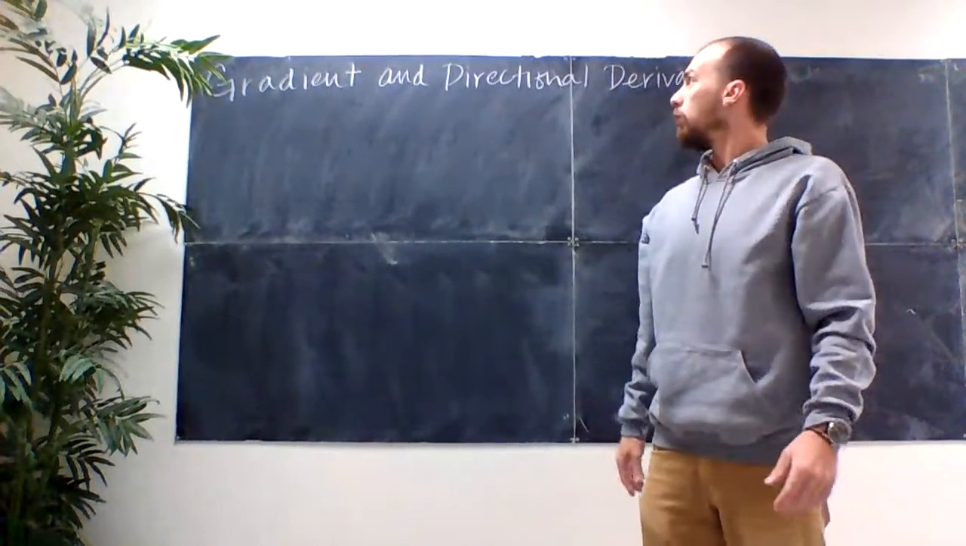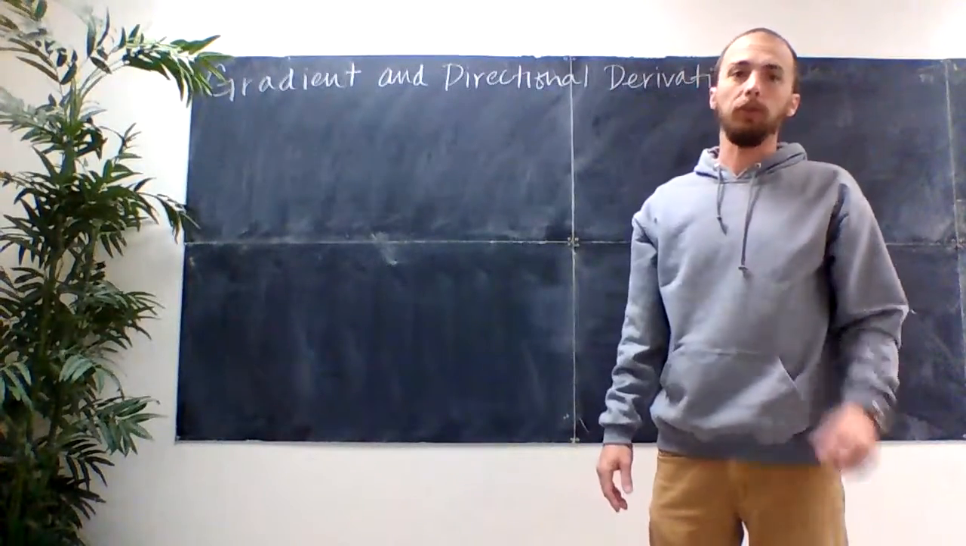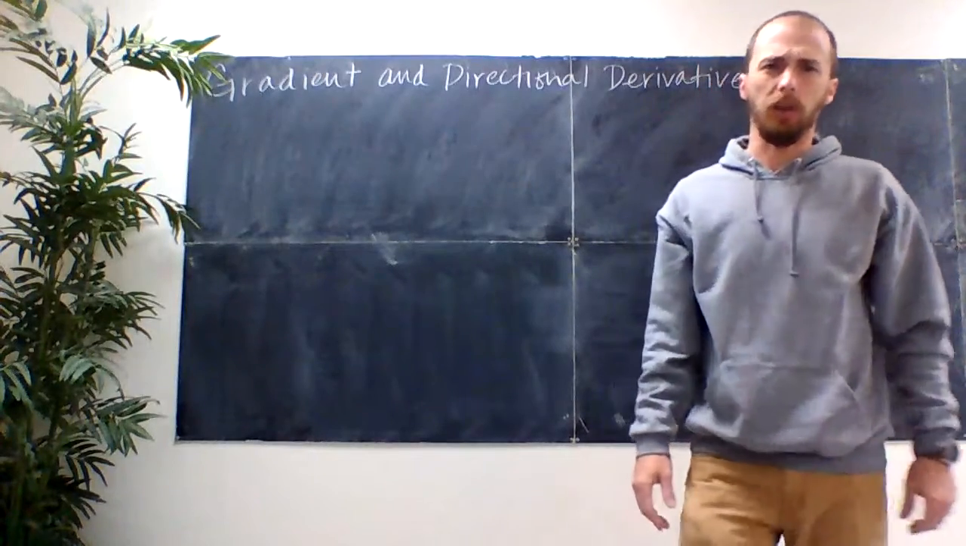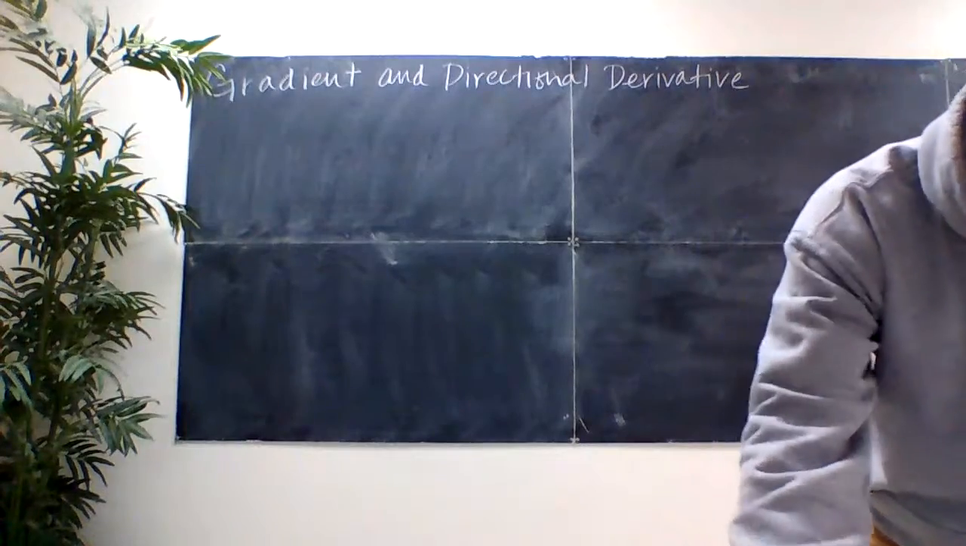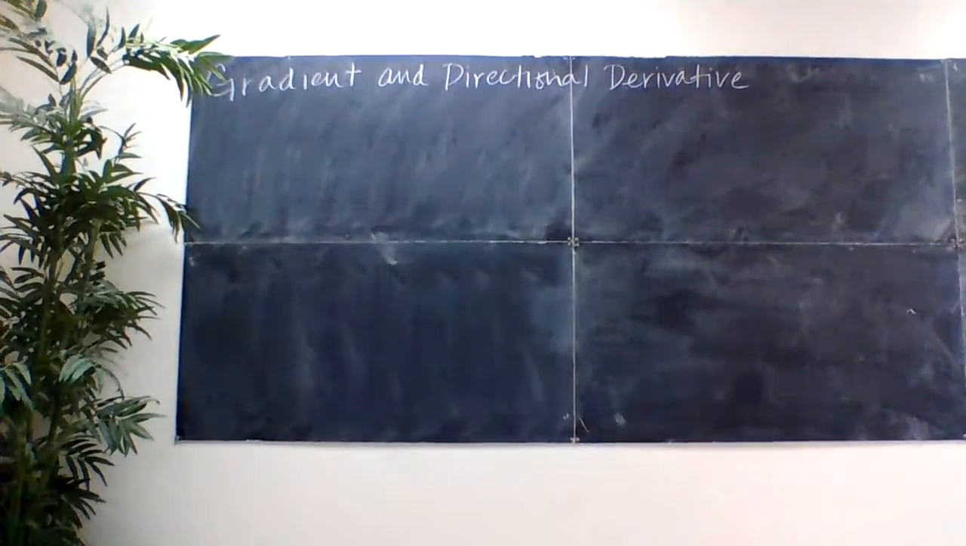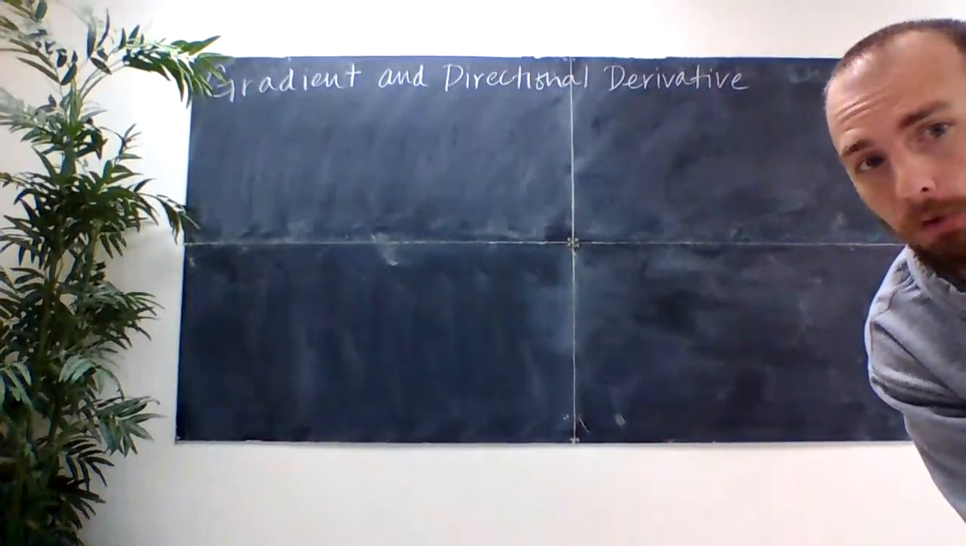All right, in this video, I'm talking about gradient and directional derivative. I'm actually re-recording this video because I made another error. When I was making a sketch, I mislabeled one of the axes. But last time I told you the definition of the gradient, and it was basically a vector made up of all the partial derivatives.